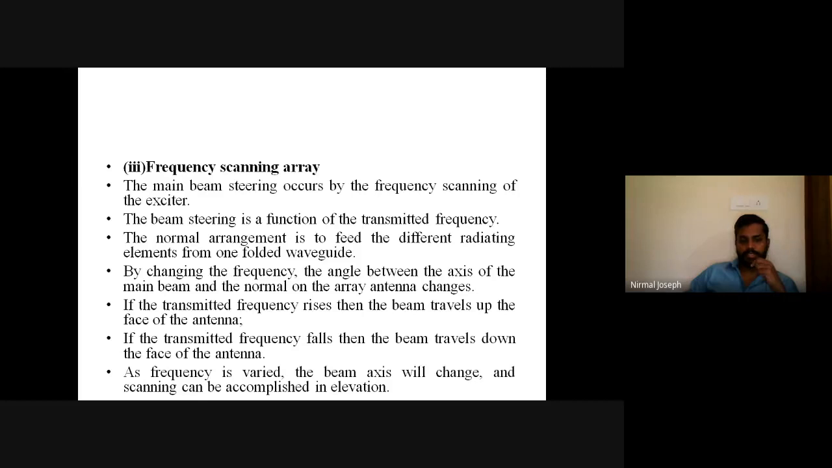As the frequency is varied, the beam axis will change and scanning can be accomplished in elevation. If we increase the frequency, the beam travels up, or if we reduce the frequency, the beam travels down. And for a particular frequency, we can have the planar direction also.